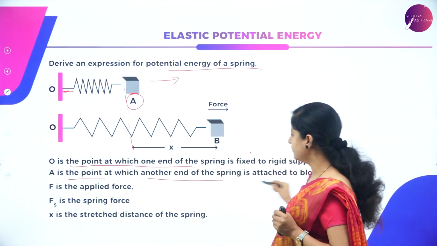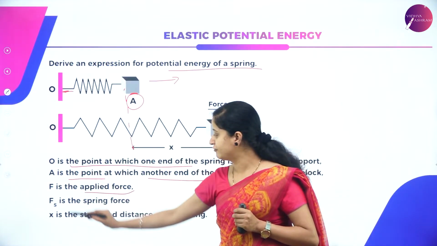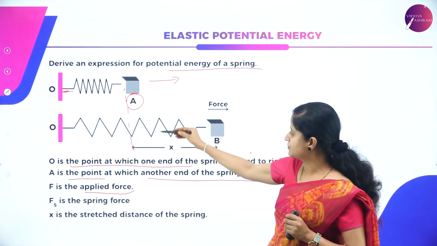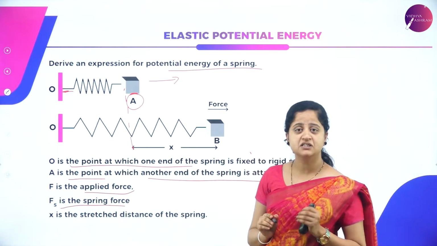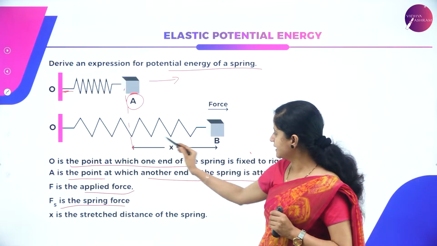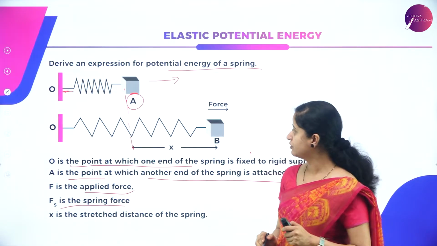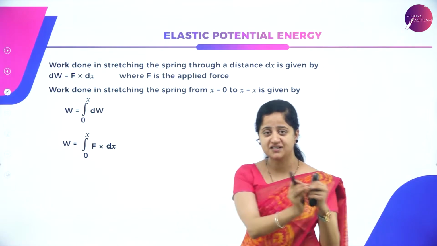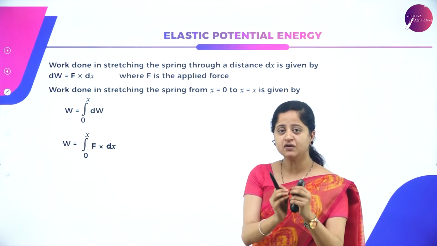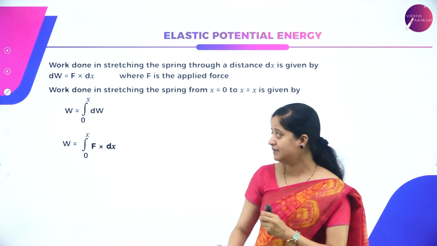A is the point at which the other end of the spring is attached. F is the applied force, and there is a force associated with the spring, Fs, which is nothing but the spring force. Here x is the stretched distance of the spring after the application of force. We have to apply some force to stretch the spring, which means the force is applied to get some displacement, which is nothing but the work done.